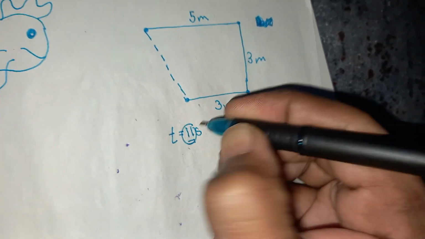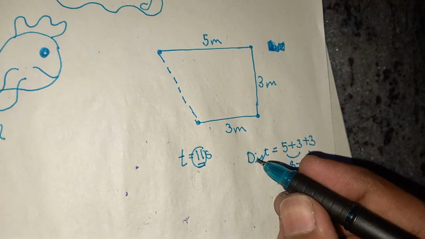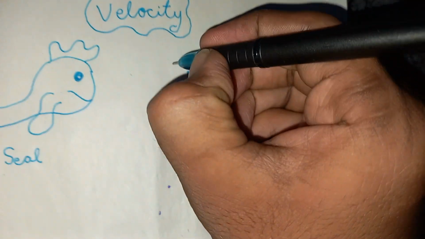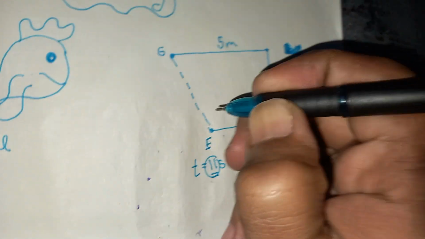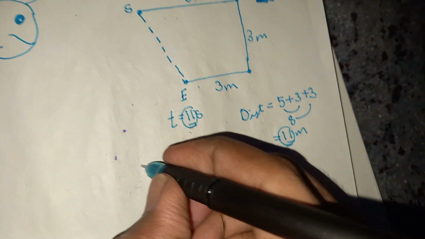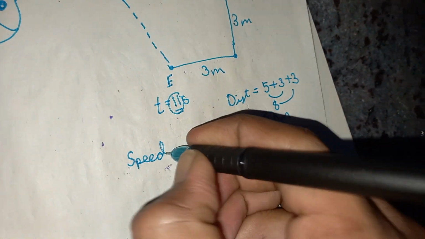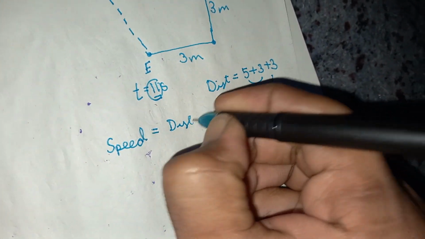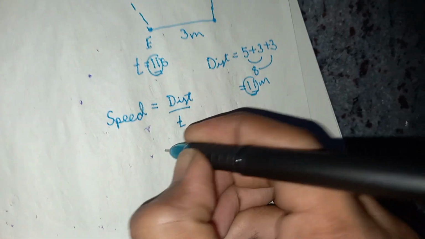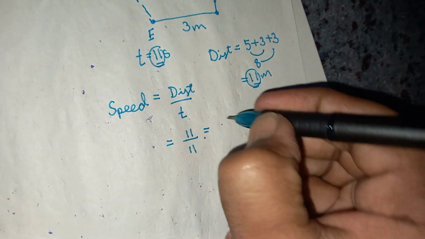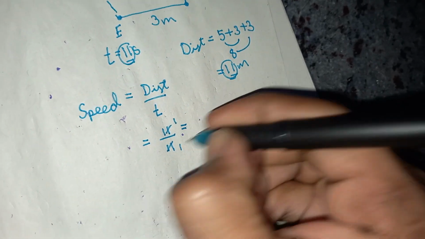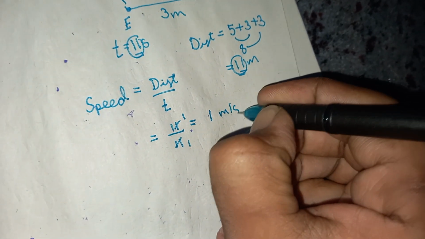Now you need to calculate what the speed and velocity are. Speed is easy. It is the starting point and ending point. Whatever the total path it traced can be known as distance, and distance by time is speed. Speed equals distance by time. Here they have given distance as 11 meters and time as 11 seconds. So it is 11 by 11, which is 1 meter per second.